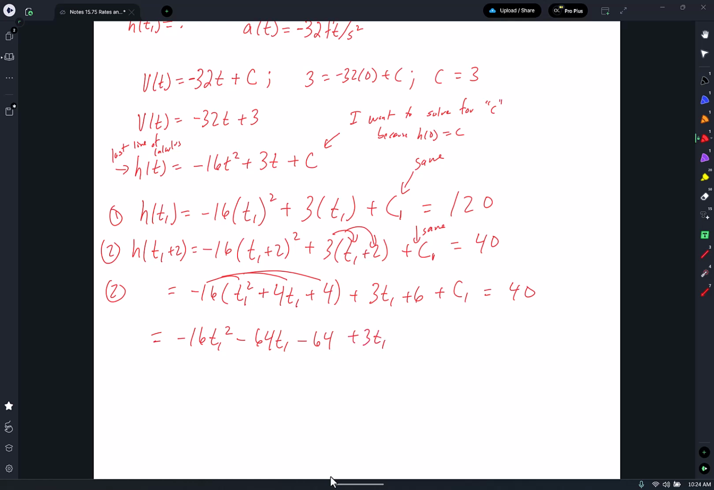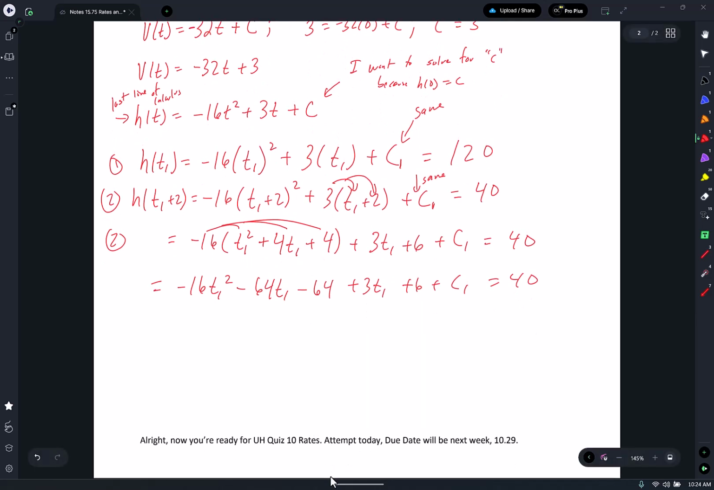Plus 3T1 plus 6 plus C1 equals 40. Okay, let's combine like terms. That's the only one. So negative 16T1 squared, negative 61T1, and then this guy, minus 58 equals 40. All right, what do I want to do? Oh yeah, plus C1 equals 40. Are we still okay?